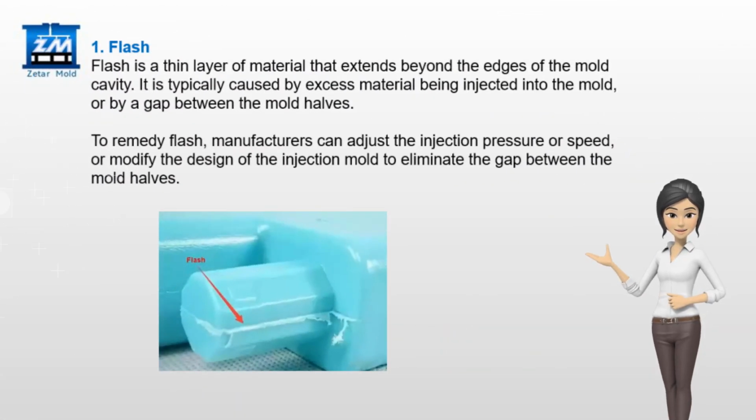Flash is a thin layer of material that extends beyond the edges of the mold cavity. It is typically caused by excess material being injected into the mold, or by a gap between the mold halves. To remedy flash, manufacturers can adjust the injection pressure or speed, or modify the design of the injection mold to eliminate the gap between the mold halves.